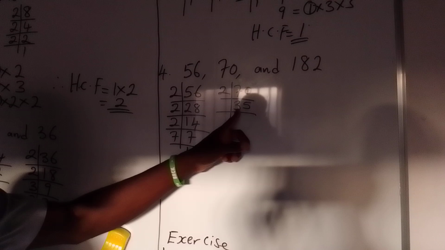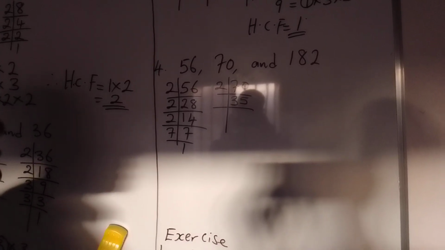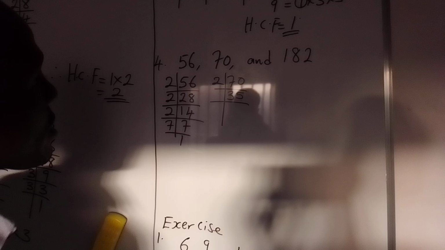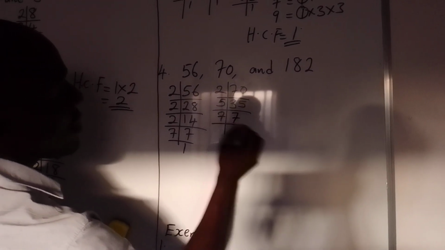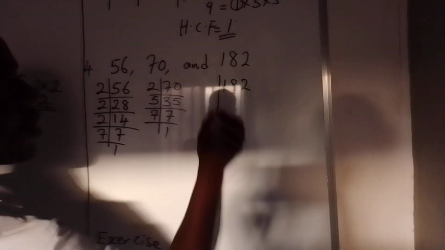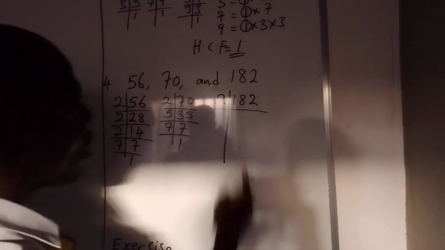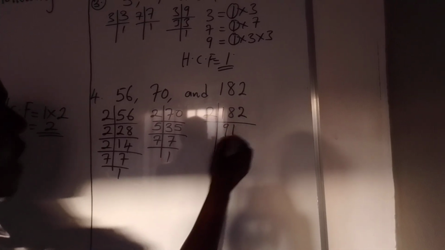So can 3 divide it? Let's check. 3 plus 5 is 8. And 8 cannot be divided by 3. So we move to the next number, which is 5. 5 into 35 is 7. 7 into 7 is 1. For 182, we pick 2. 2 into 18 is 9. 2 into 2 is 1.